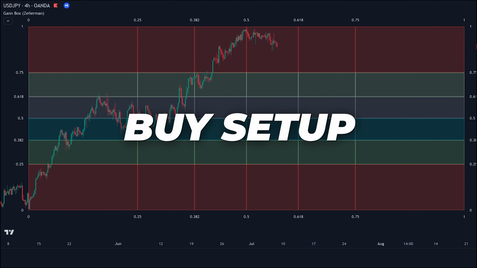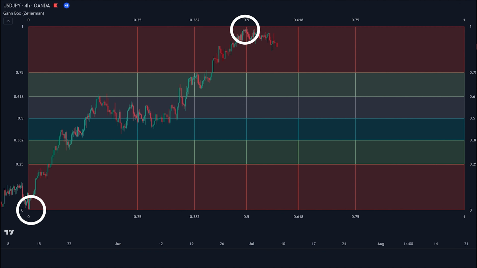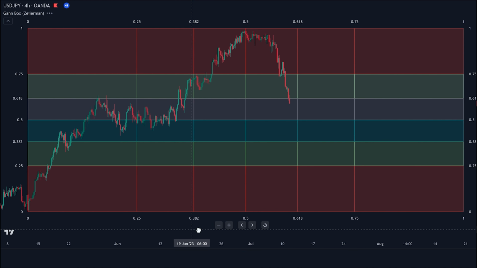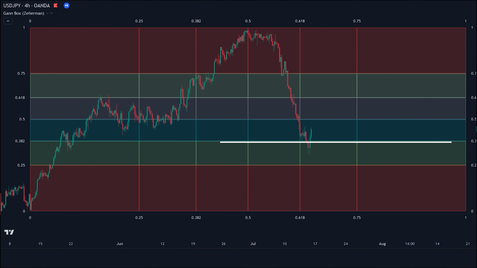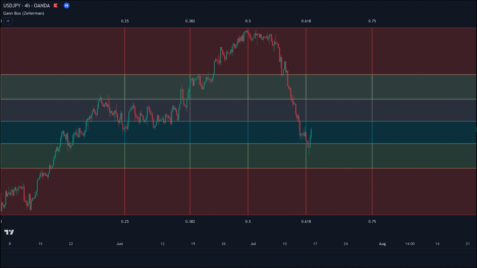Buy trade setup. The Gann box identifies a swing low point and a swing high point, indicating that the trend is currently bullish. Next, you should wait for the price to retrace to the 0.5 or 0.382 levels. These levels should indicate potential support, and the price should be trading above them.